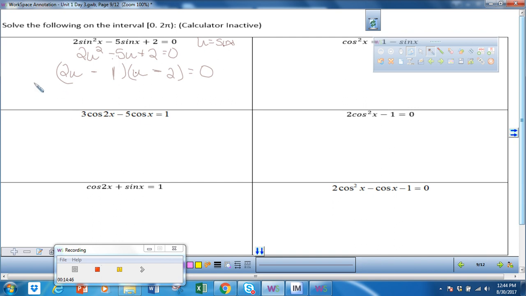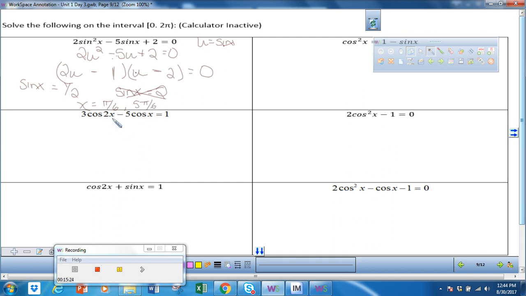So now I can say that u, which is sine x, is equal to 1/2, and sine x is equal to 2. When is sine x equal to 2? Never. It's outside of the domain. Remember, sine goes from negative 1 to 1. So sine x is equal to positive 1/2 in the first and the second quadrant. So that would be at pi over 6 and 5 pi over 6. So x is equal to pi over 6 and 5 pi over 6.